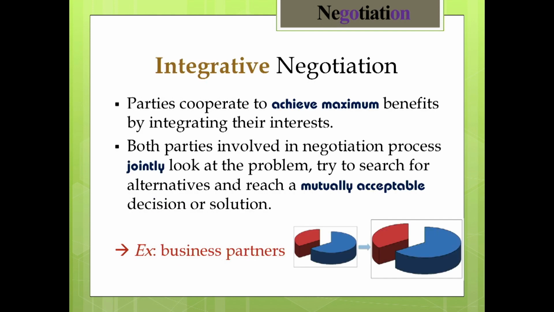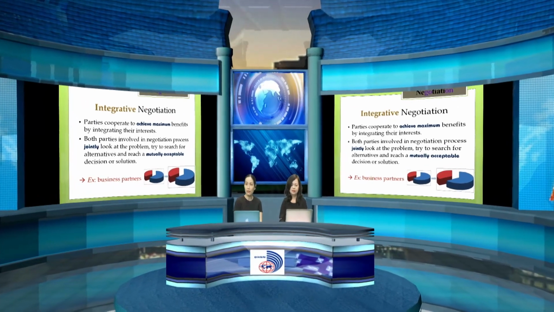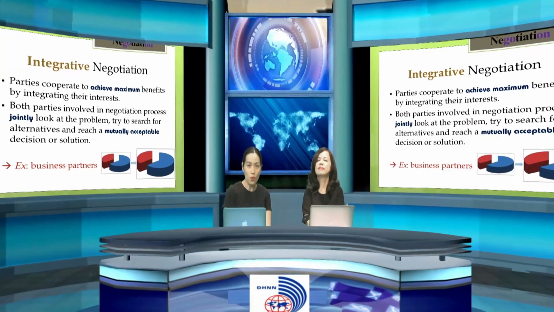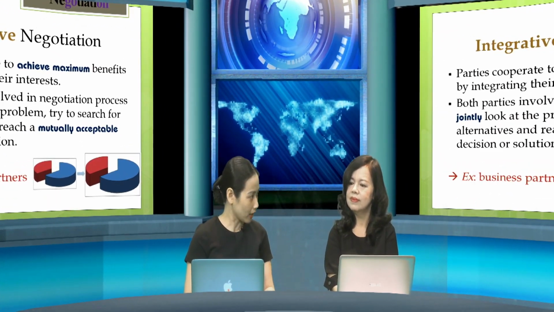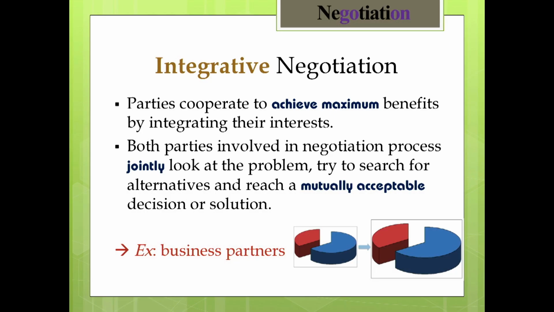How about integrative negotiation? Integrative negotiation is the contrary to the above strategy, because in integrative negotiation, the parties cooperate to achieve maximum benefit by integrating their interests. Both parties involved in the negotiation try to look at the problem together. They try to find a mutually beneficial resolution for both parties. With this kind of negotiation strategy, the negotiator views the others as a friend, as a coordinator or collaborator. So that is a very common strategy, which is often used among business partners. Okay.